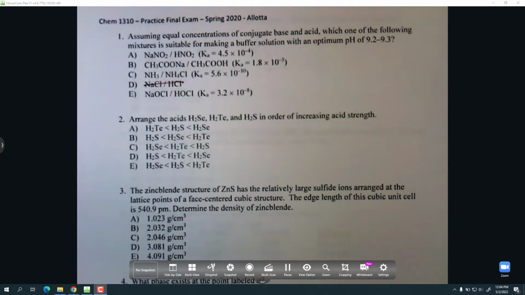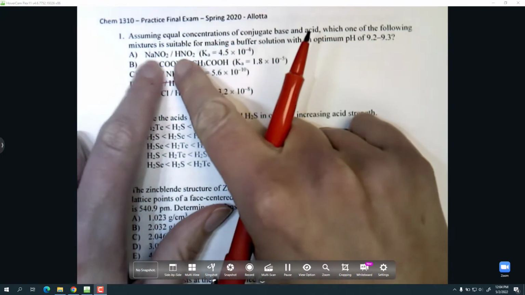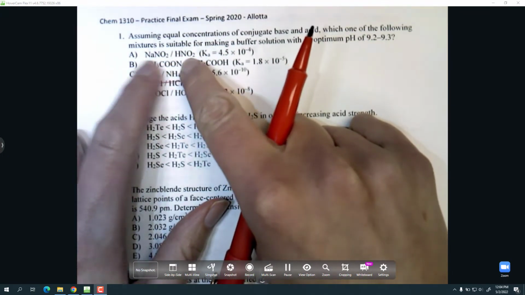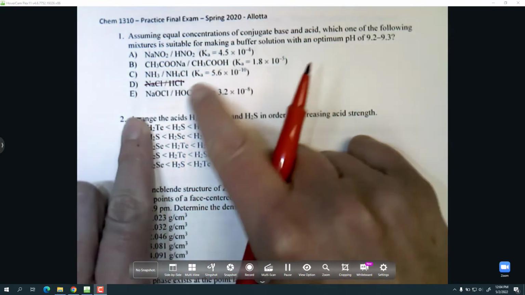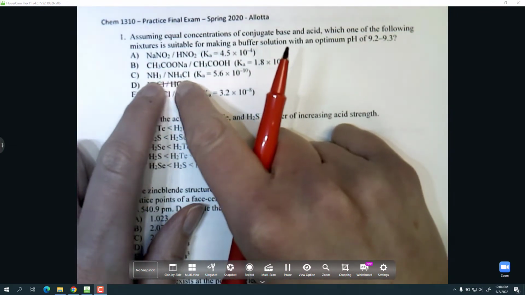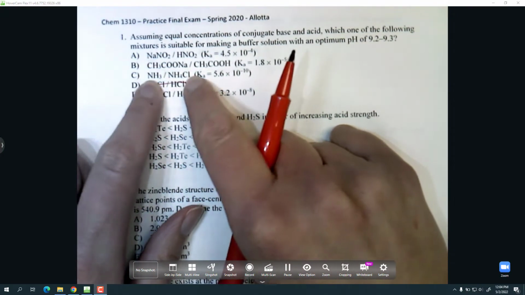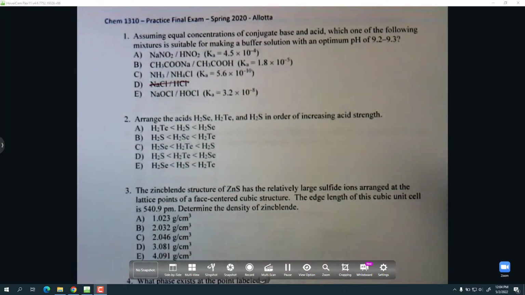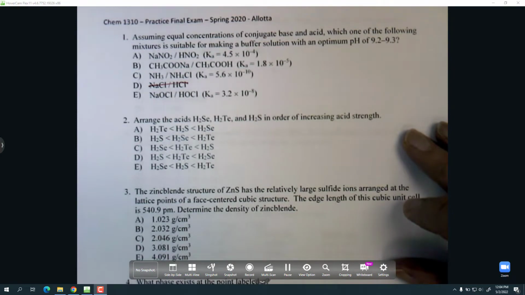Maybe I should check if the rest of them are buffers. Let's see. So this is a weak acid with a conjugate base bonded to a metal. Same thing here. Same thing here. All right, and this one is a little different because it has the chlorine, but yes, it is plus or minus 1 pH of each other. So this looks good. These are all buffers except for that D.